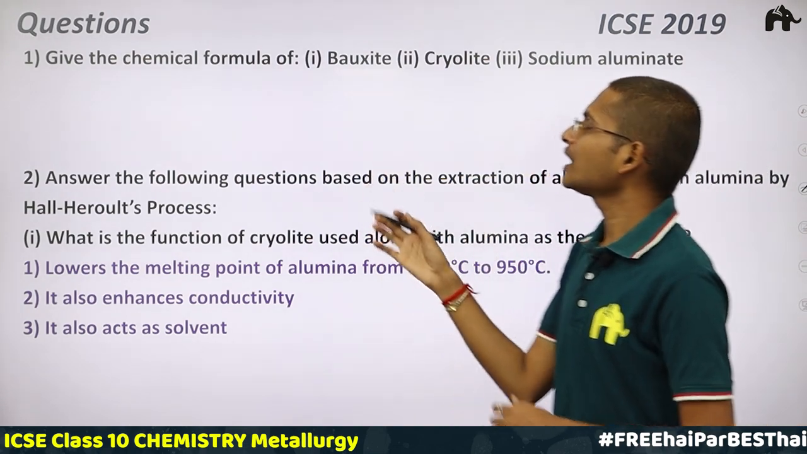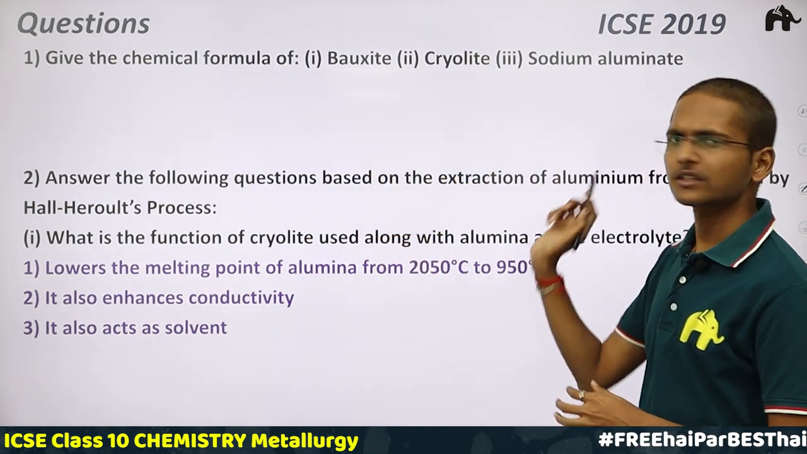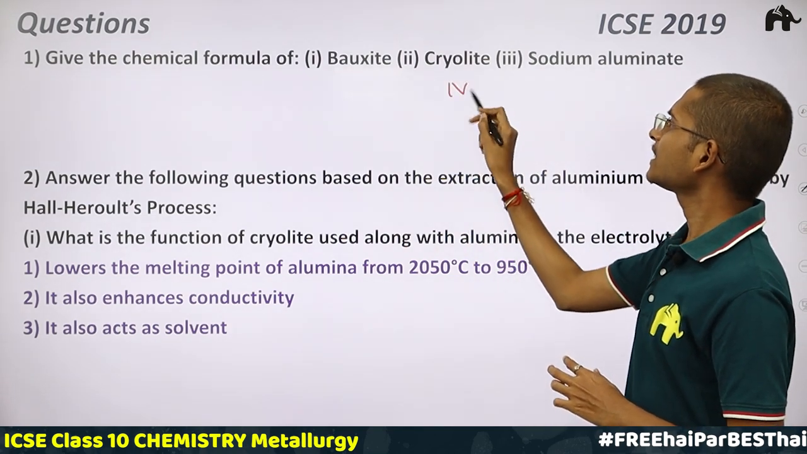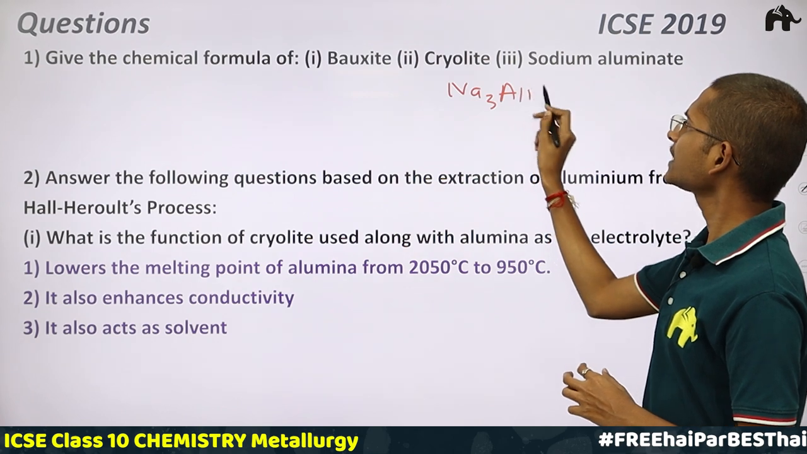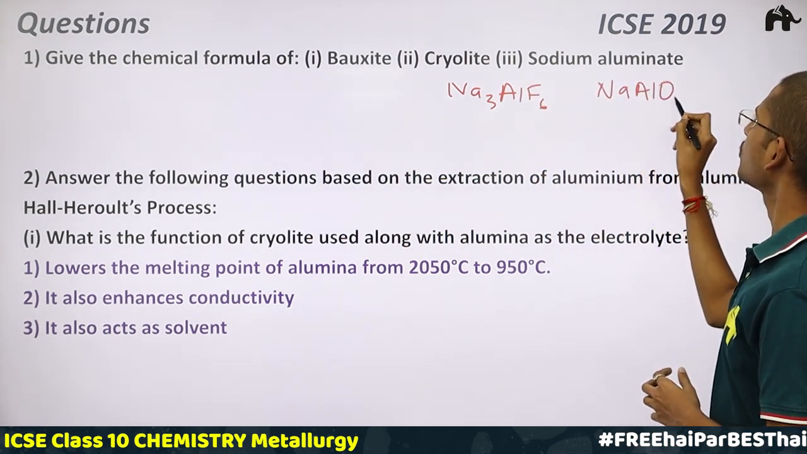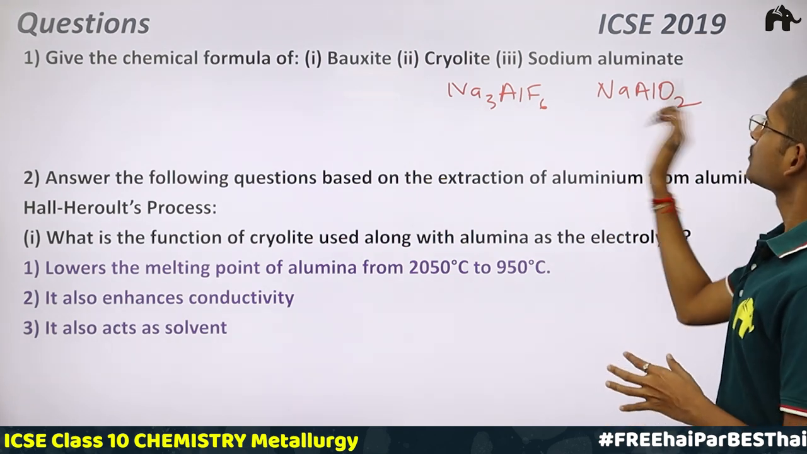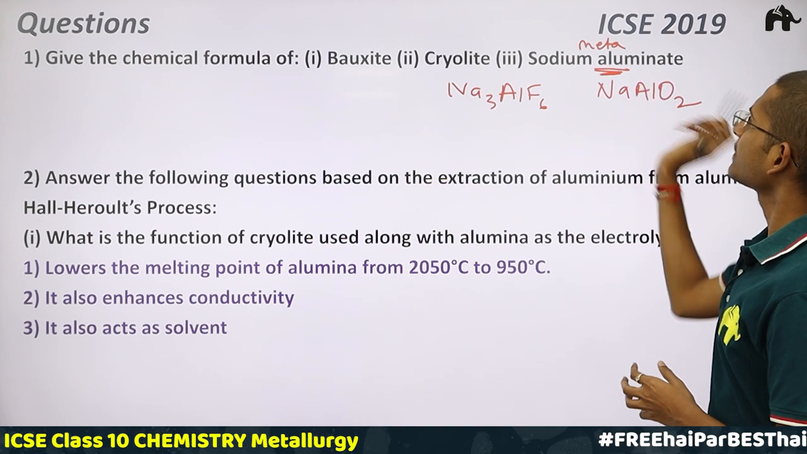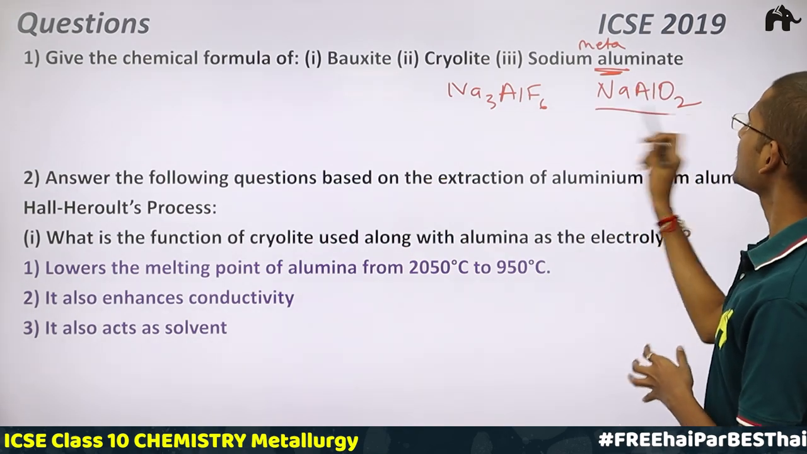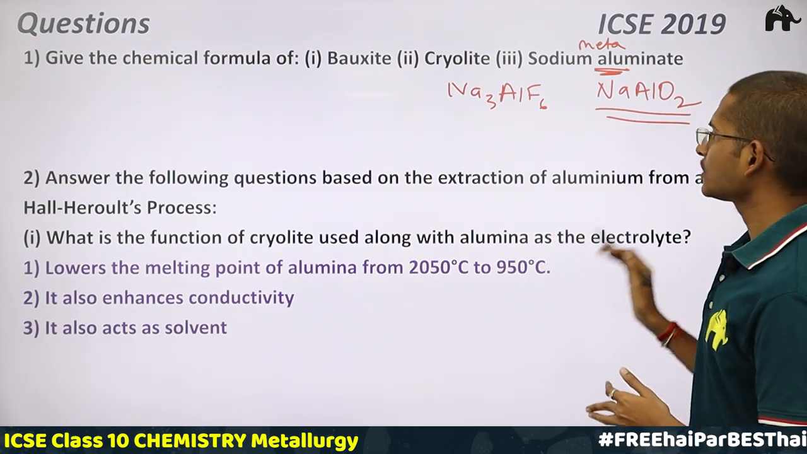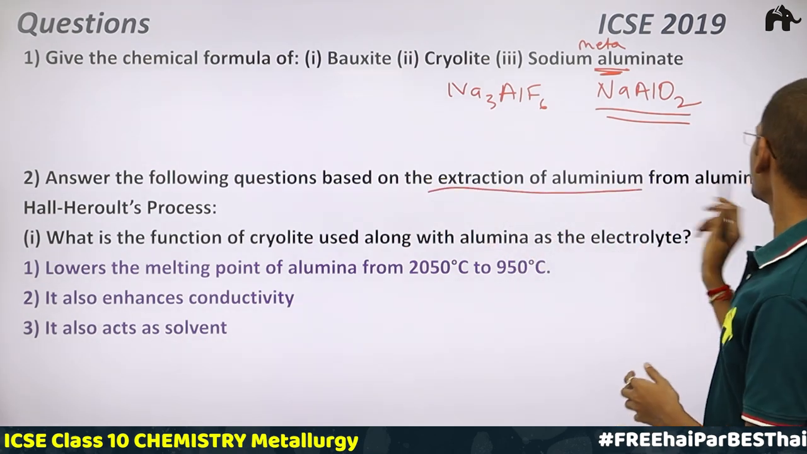Give the chemical formula of one bauxite, we already know, Al2O3.2H2O, cryolite, Na3AlF6, so many times we have written, right? Sodium aluminate, we have seen in the Bayer's process, NaAlO2, right? Sodium aluminate is the same as sodium meta-aluminate. So if they ask you sodium meta-aluminate or sodium aluminate, you have to write the same formula. Clear with this? Answer the following questions based on the extraction of aluminium from the alumina.